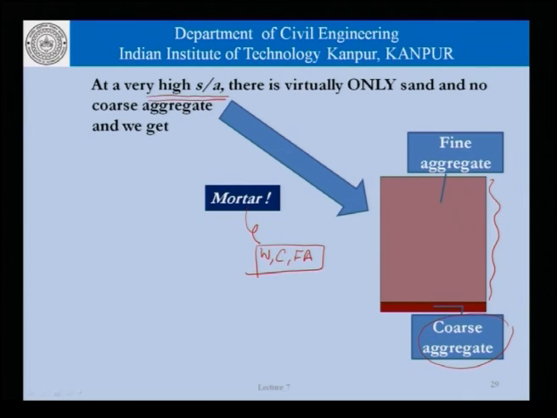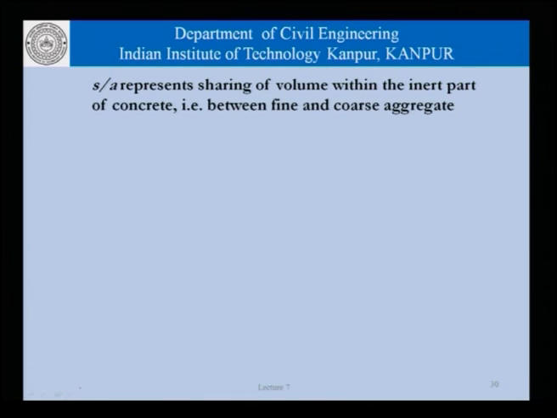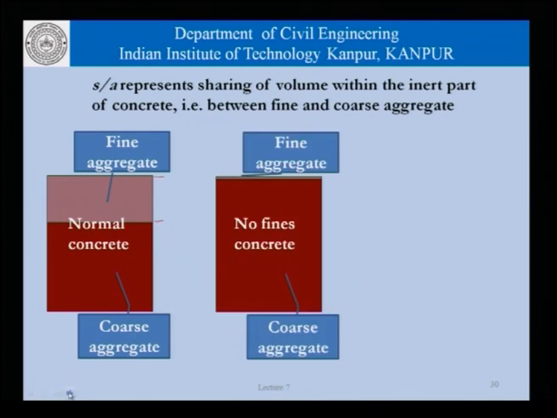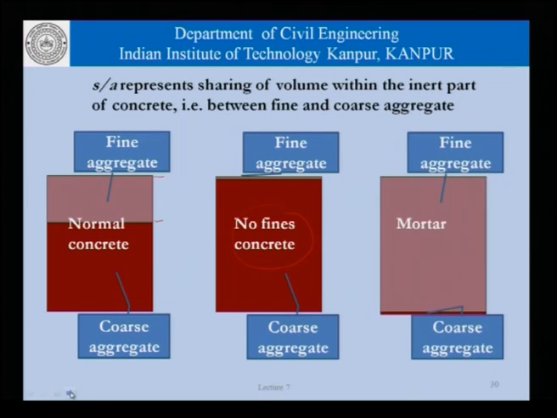So, we have S by A representing the sharing of volume within the inert part of concrete, that is between the fine and the coarse aggregates. If we have normal concrete like this, where there is a reasonable amount of fine aggregate, a reasonable amount of coarse aggregate in the system. If we have a very low S by A, we have a no fines concrete, and if we have a very high S by A, we are virtually working towards mortar.